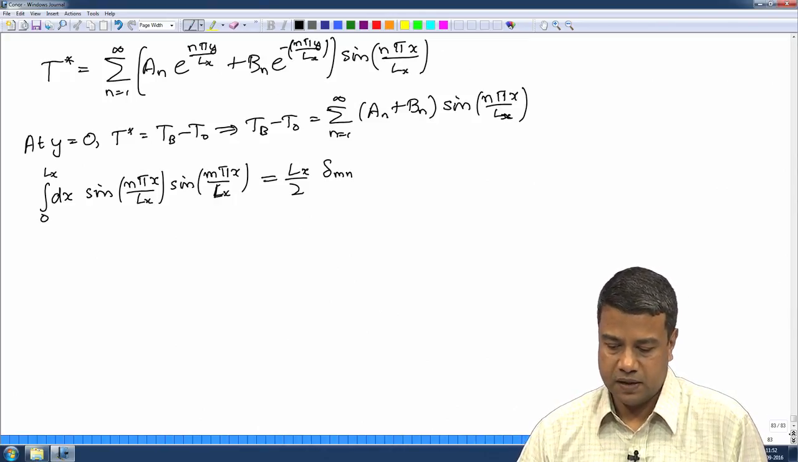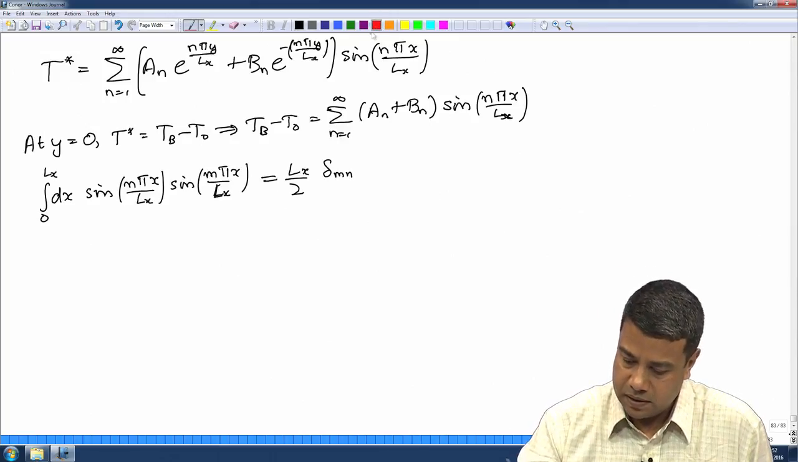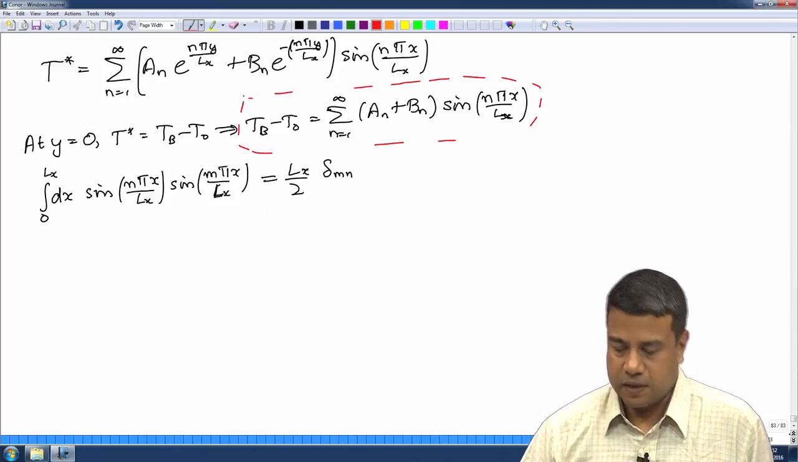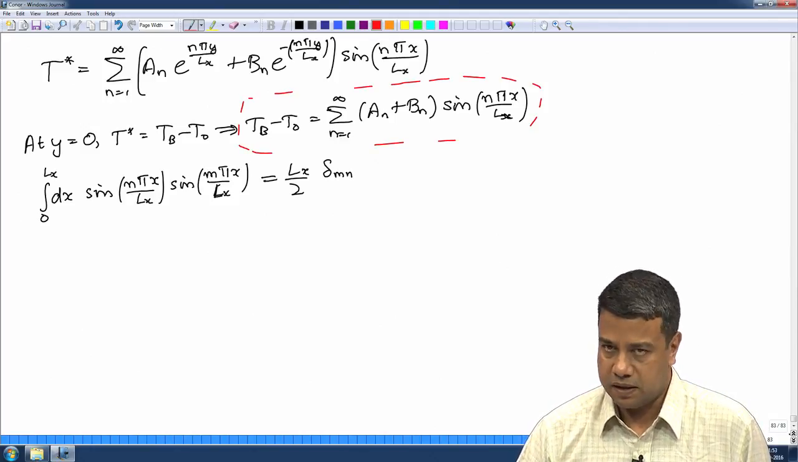So, what do we do? Multiply both sides of this equation by sine of n pi x by Lx and integrate.